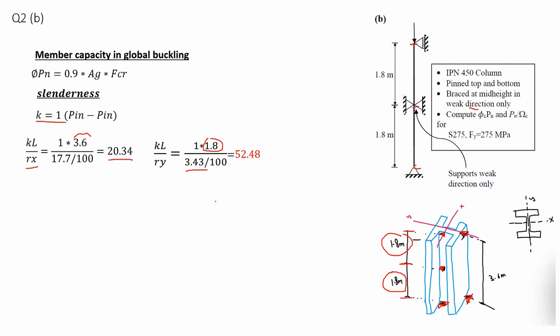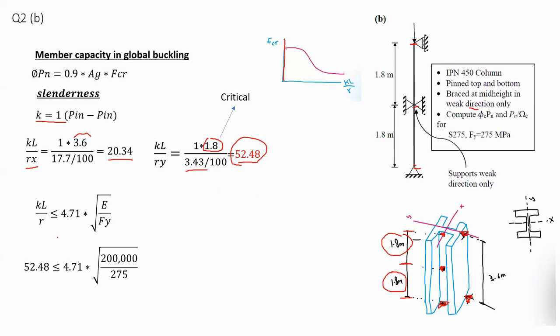If you substitute the value of Ry, you would get KL over Ry equal to 52.48. Now, which value am I going to use to calculate the compressive strength? I will take the biggest one, again because of the plot that we have here. After taking this value, I can check the slenderness, and you will find that KL over R is less than this value, which would be 127.